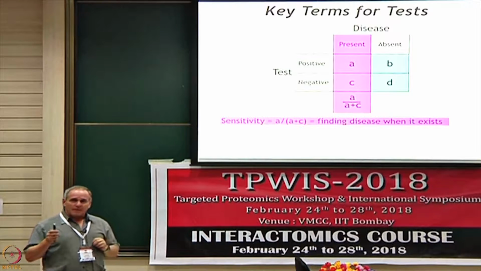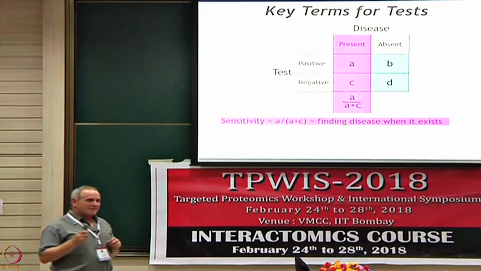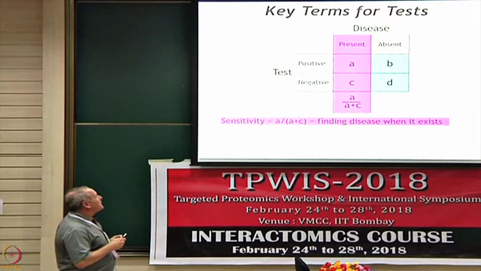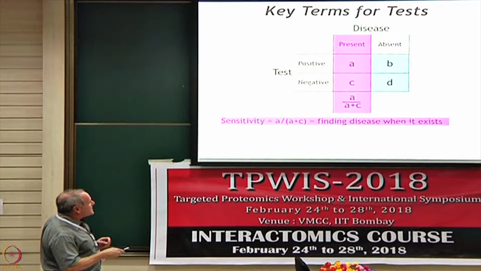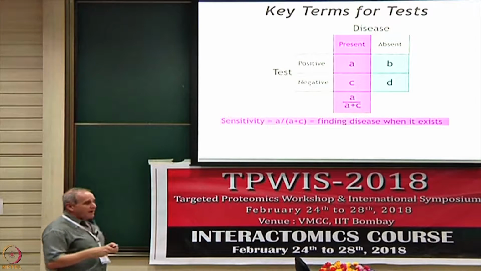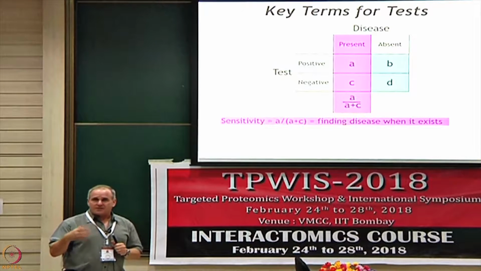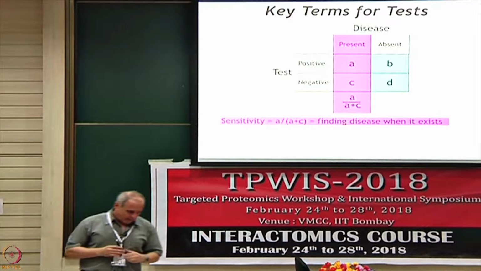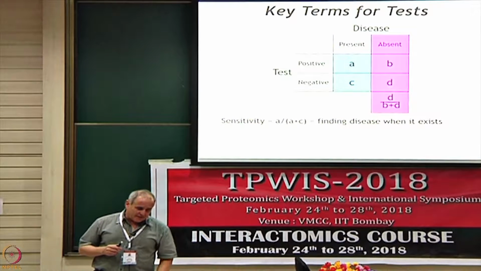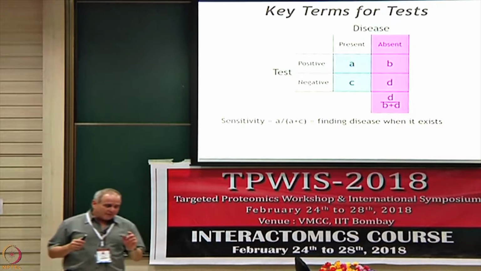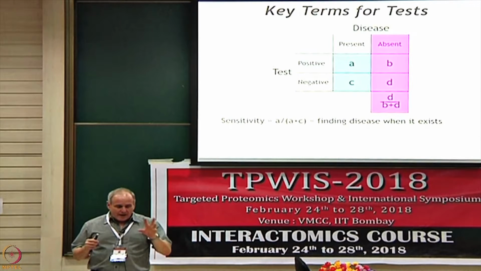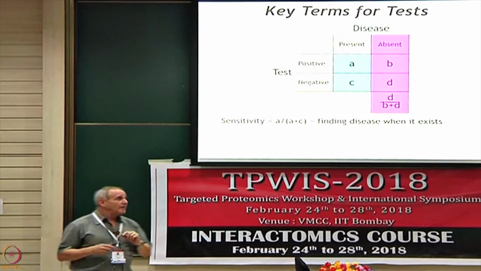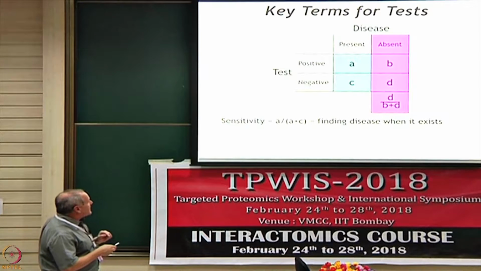I make all my students memorize this because people often forget this stuff. So this is a good measurement of how good the test is at finding the disease when it's there. Okay, specificity is something different. Specificity is ruling out the disease when it's not present. That's sensitivity.